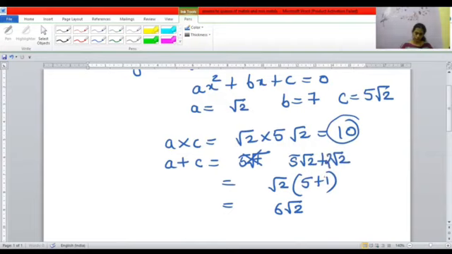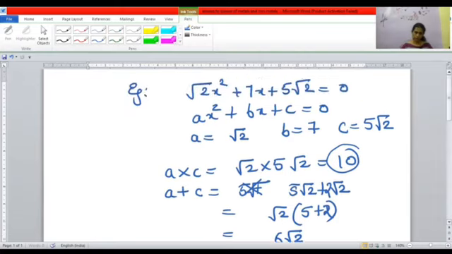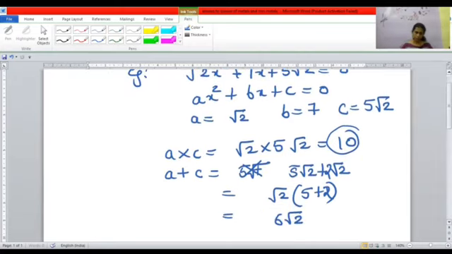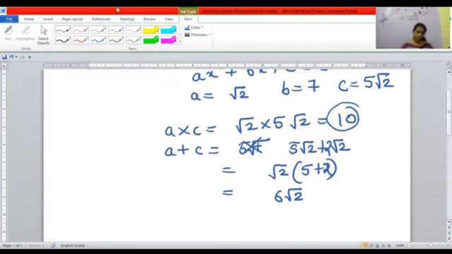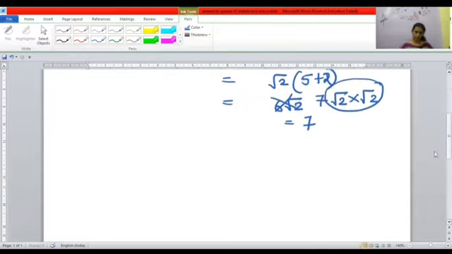This is 2. This is 2. This is 7 root 2 into root 2, which is, if you are not taking into consideration, also okay. So 7. Yes. So I'm going to split the term.